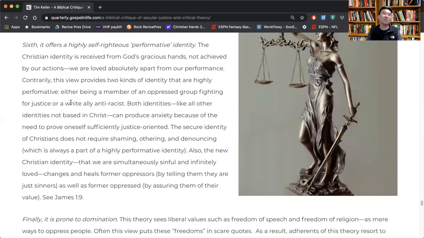And sixth, it suffers from a highly self-righteous, performative identity. People feel like they can go out and perform an identity, so it's a kind of fake righteousness. If you go out to protests for racial justice, social justice, and you're on the side of the oppressed, then you're more righteous. It's a lot of virtue signaling, regardless of whether you really care about poor people or Black folks or people who are truly oppressed, such as we've been talking about in our series, like the widows or the fatherless.